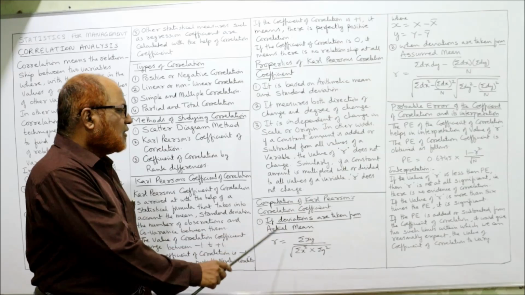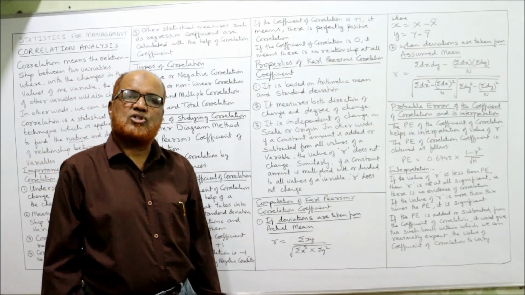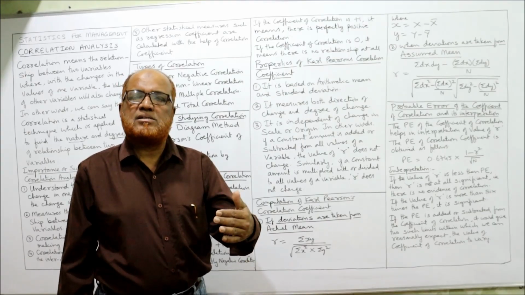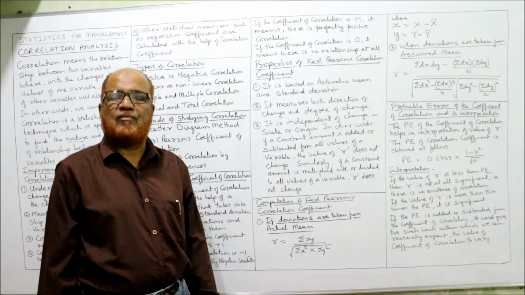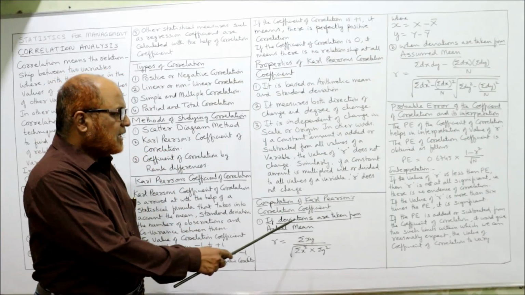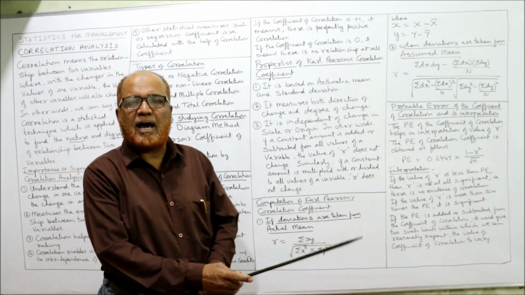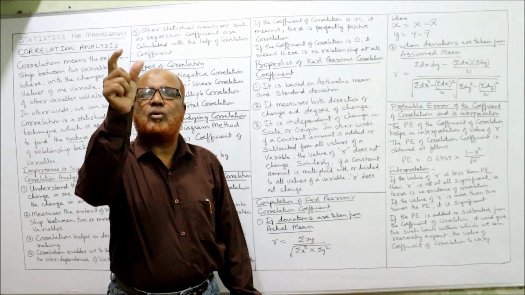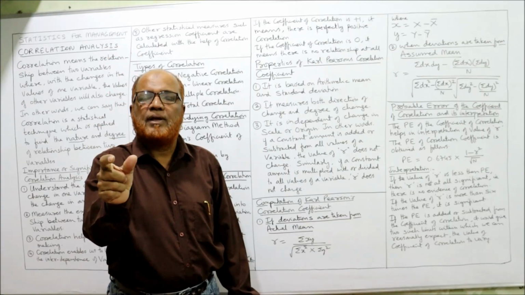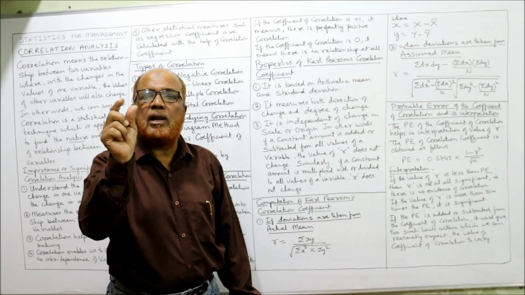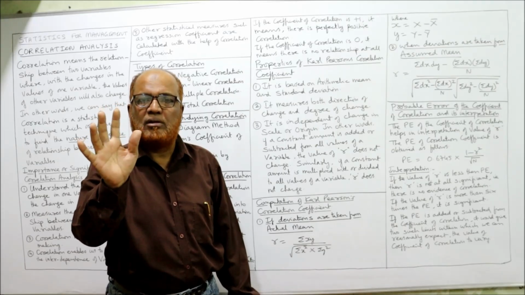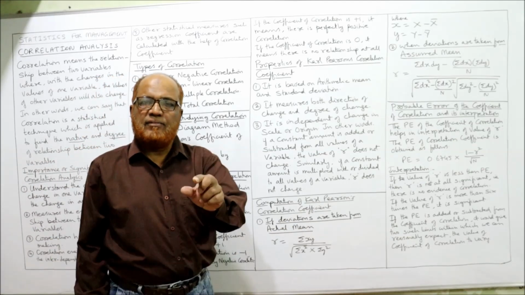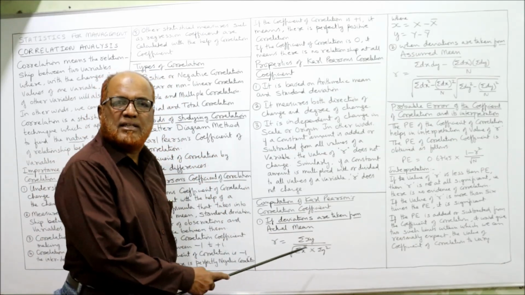Next, computation of Pearson's correlation coefficient. Now I am coming to the formula. What are the formulas given by Pearson to calculate the correlation coefficient? Here two methods are there: when the deviations are taken from the actual mean, and when the deviations are taken from an assumed mean. First you have to calculate the arithmetic mean. If the arithmetic mean is a whole number, not a fraction, then take the deviations from the actual mean.